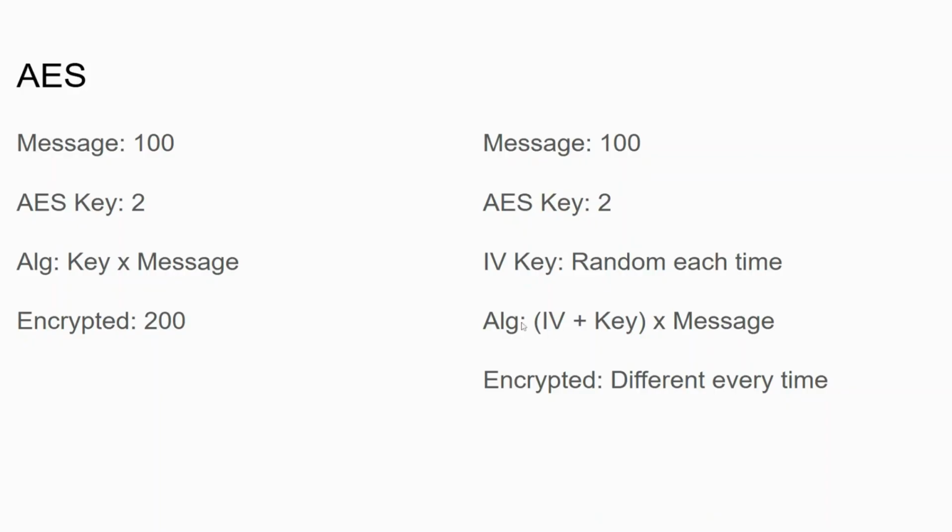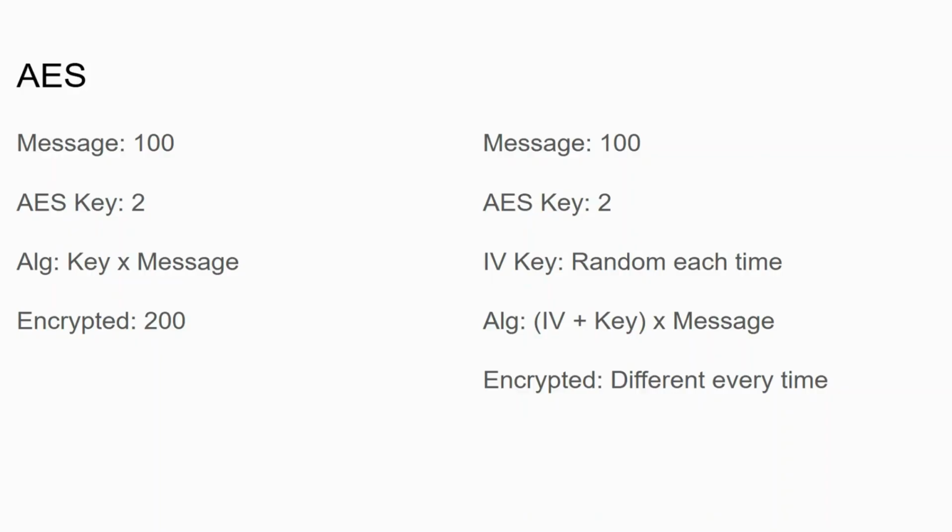Again, we're using a simple algorithm: IV plus the key, times the message. Your encryption will be different every time because your IV key is randomized every time. For example, let's say I'm using a Face ID simulator and I'm going to show my initial face. It's going to use this template to compare my face every time. So my template would be 100, my key would be 2, and the randomized key for this time would be 3, for example. So it would be your IV of 3 plus your key of 2, which is 5, times your message, which would be 500.